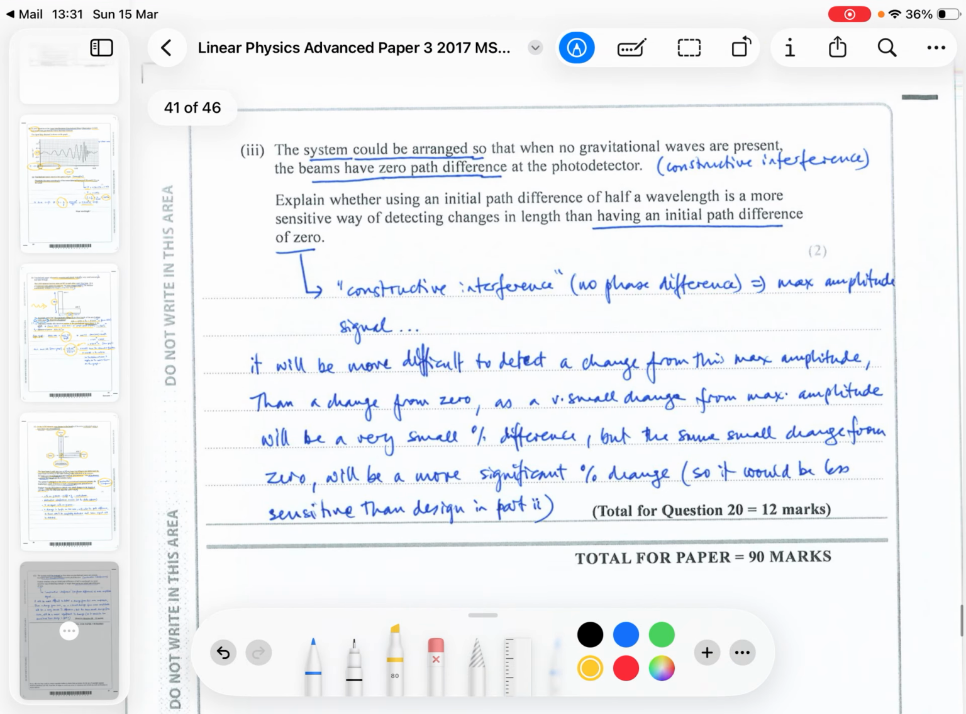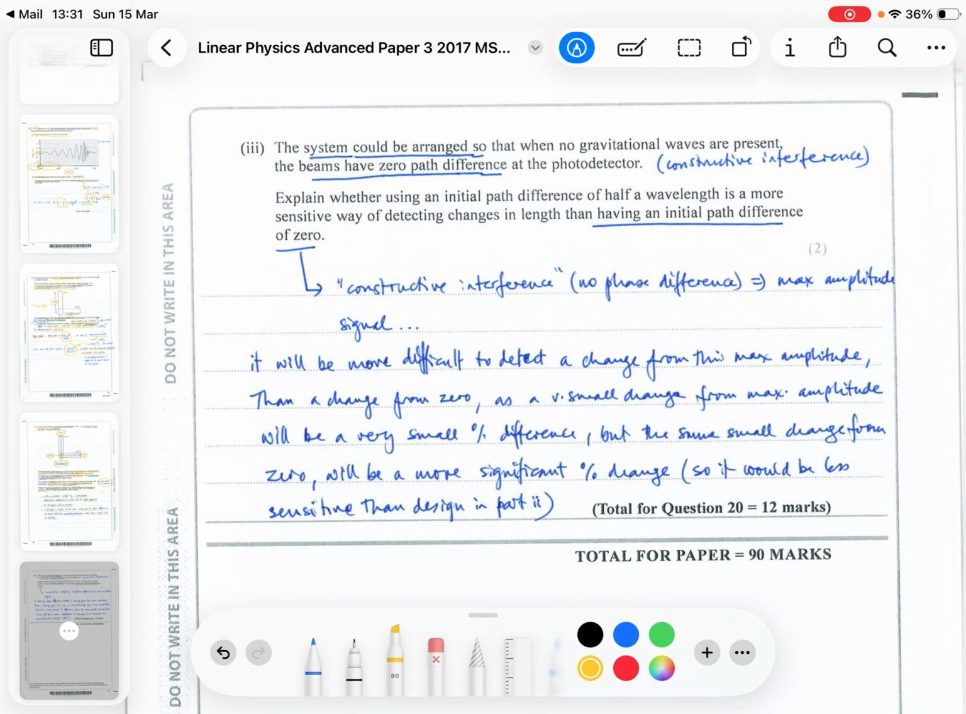Okay? The system could be arranged, and here's the final part of the exam, so that when no gravitational waves are present, the beams have zero path difference. That's an alternative way of doing it. So there will be constructive interference normally, so the default setting could be that there's always some light being produced by the two beams interfering constructively. Explain whether the initial method of half a wavelength is more sensitive than using the zero path difference method.